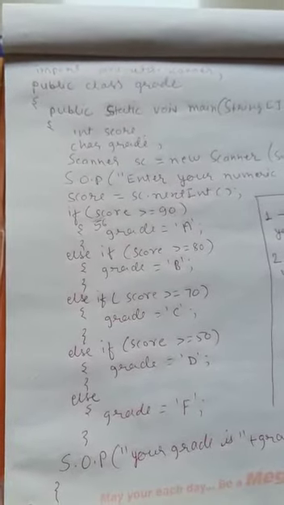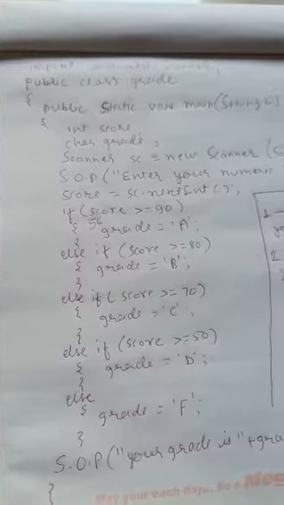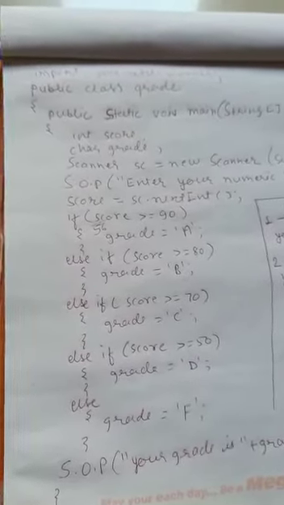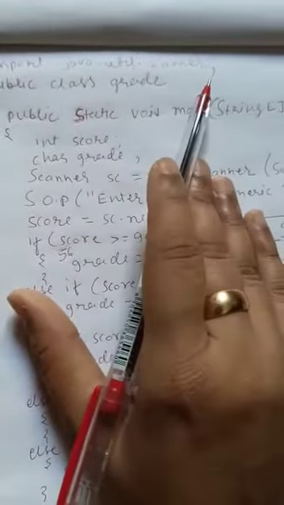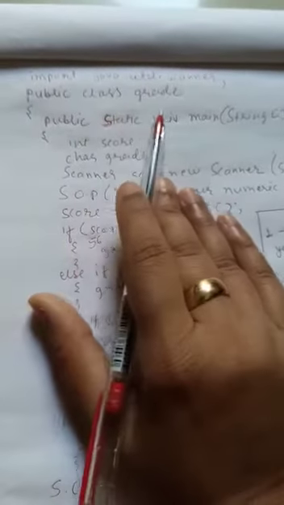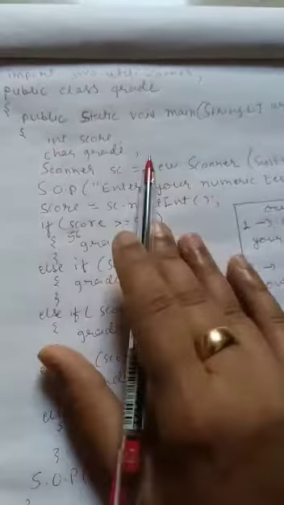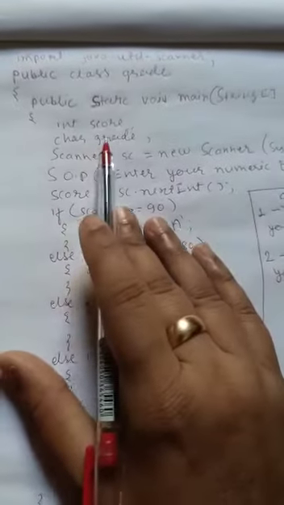From now onwards, whichever program you do, you have to take the value from the user. That is why here also I have included import java.util.Scanner. Then I have written the class, and the name of the class is Grade, then main, and let's start the program. So here I have taken two variables.